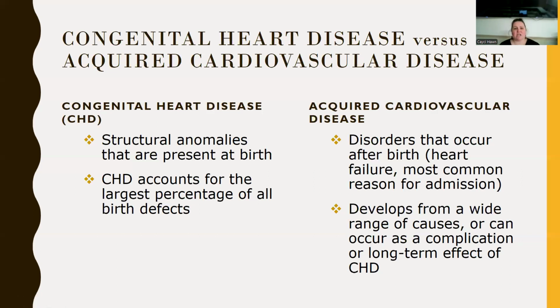Now, within this chapter, we have to discuss the difference between congenital heart diseases, or CHD, versus acquired cardiovascular diseases. Congenital heart diseases are structural anomalies that are present at birth. They account for the largest portion of all birth defects, and typically you will see signs and symptoms of these structural anomalies shortly after birth.